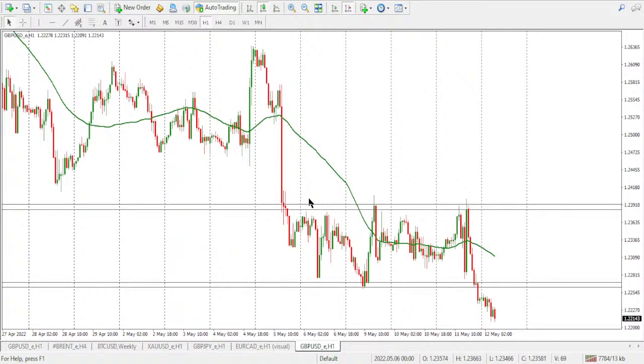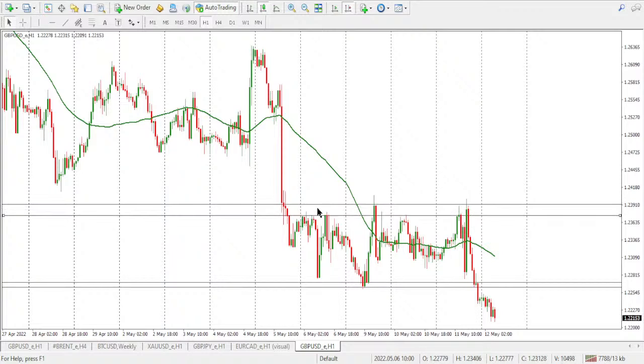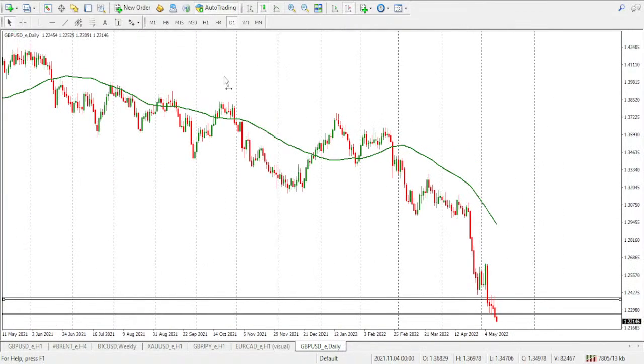So we have a resistance there, and several more resistances. Then we had a support there. Following the fact that the price broke below this level, we expect it to come back up to this point here so that we pick a sell position. We are expecting sellers to continue to push price even lower.